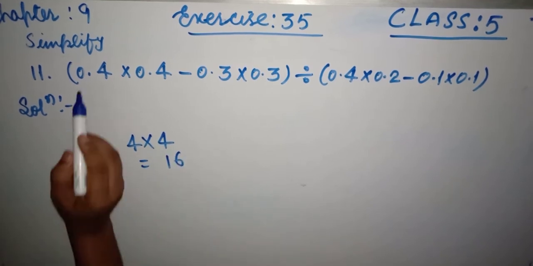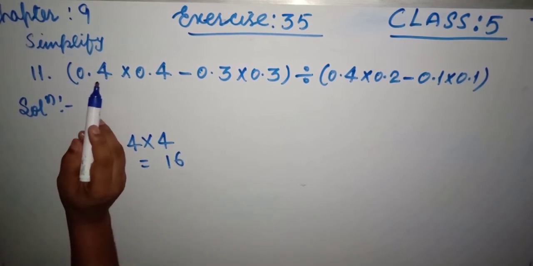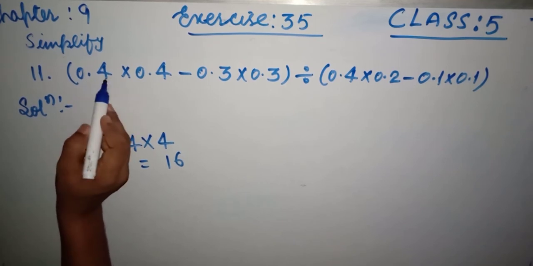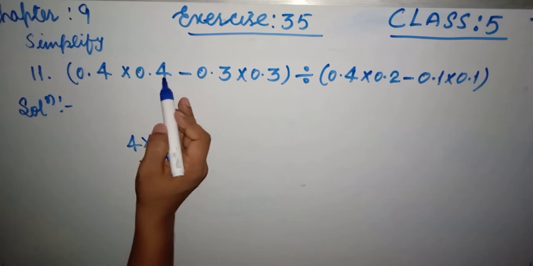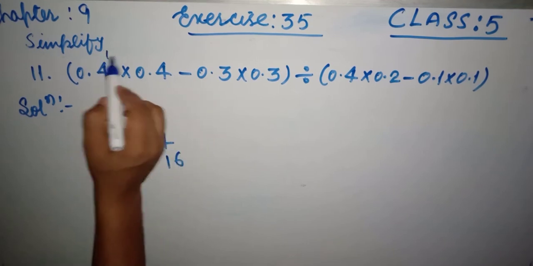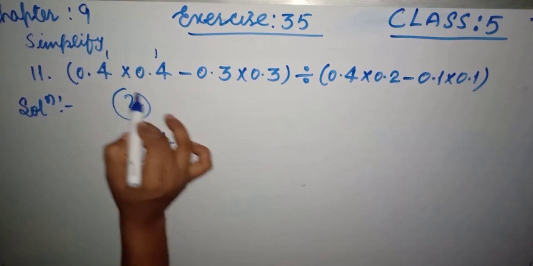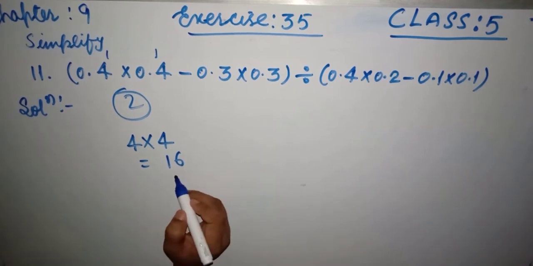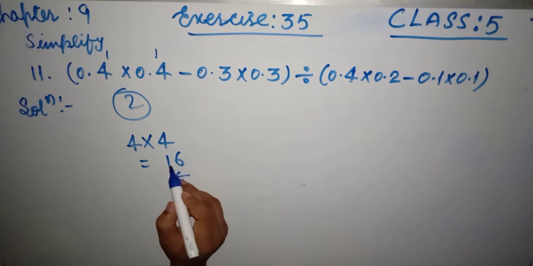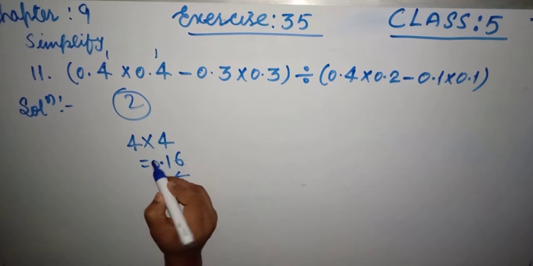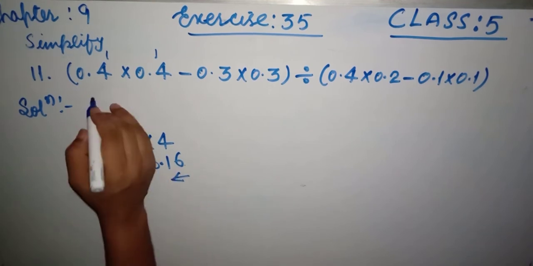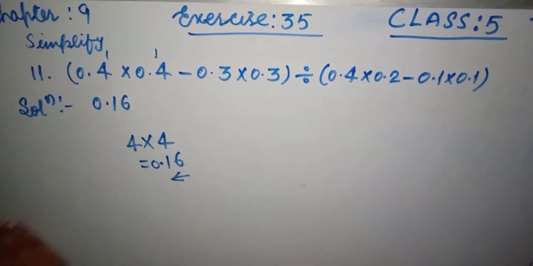Then count the number of digits after decimal. So in this decimal there is only 1 digit after decimal. So in this decimal there is only 1 digit after decimal. So then add 1 plus 1, there are 2 digits after decimal. So we have to place the decimal counting 2 digits from the right hand side, 1 and 2, and place the decimal. That means if you multiply 0.4 by 0.4, we will get 0.16. I hope you will understand.